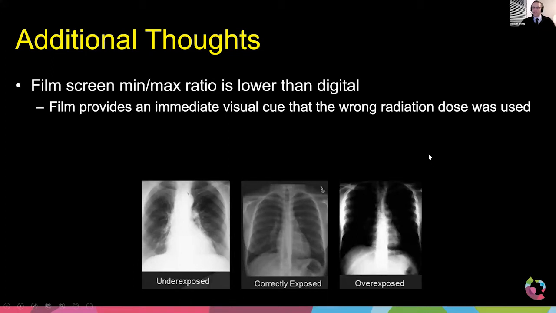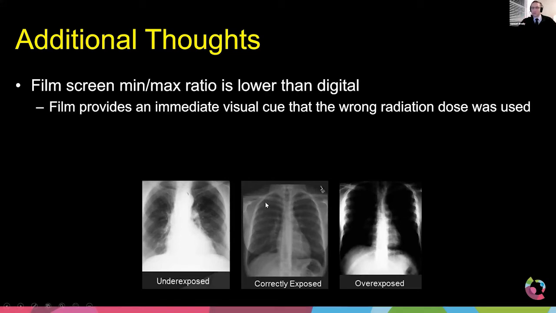Why is there such a difference in the ratio? The simple answer, without me even being in Thailand, is this. When you acquire an image with film, you immediately know when you've processed that film if you did the right thing, if you used the right technique factor. If you did not, you underexposed or overexposed the image at some level. These are extreme value examples.